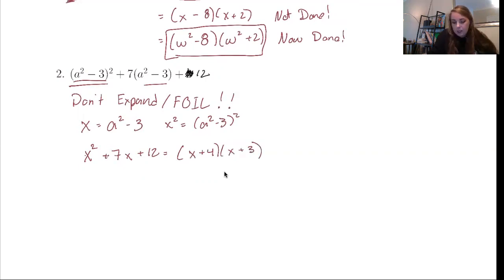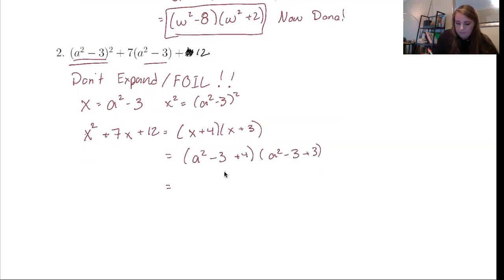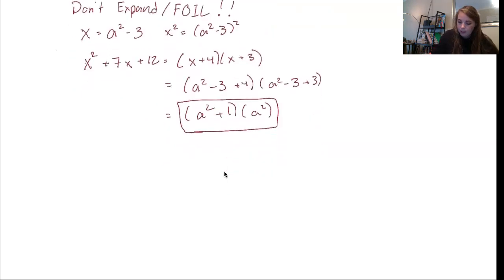Okay, but again, I need to answer in A's. So not done yet. For every x, I'm going to put a squared minus 3. So a squared minus 3 plus 4, a squared minus 3 plus 3. And then simplify. So this is a squared plus 1. Ooh, that calculation error almost messed us up. And this is just a squared. And great, we're done. I can't factor either of these anymore. We're good to go.